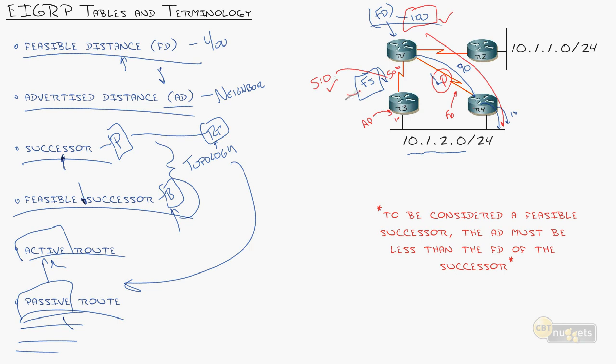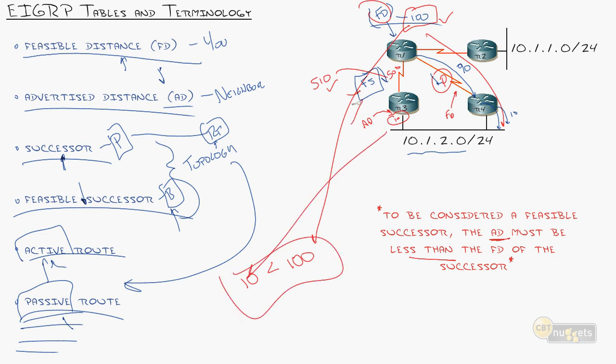Well, again, that's the wrong answer. Or wrong question to ask. What we have to ask is, does this advertised distance, is that advertised distance less than, so is 10 less than the feasible distance of the successor? Yes? Yes? Good. Then this will be a feasible successor.